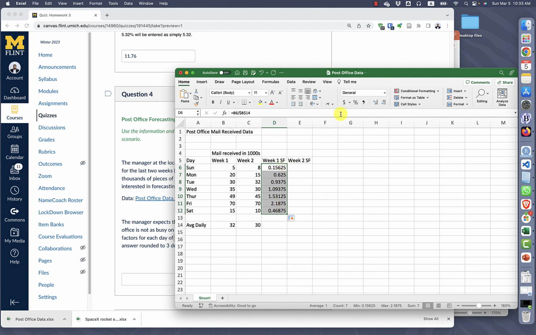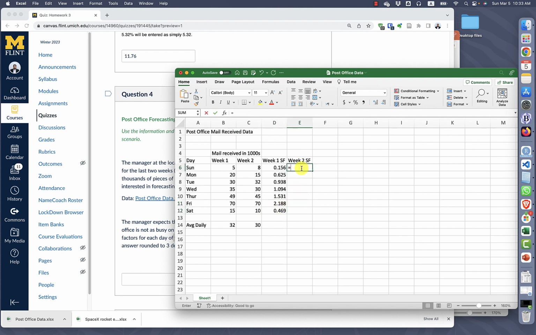If you drag it down, we get the different values. And we can see that Mondays are also slower than the average day. Tuesday is basically an average day. It's about 1, which is 100%. Tuesday and Wednesday are both approximately an average day, just around 1. And then Thursday is much higher, and Friday is very high, twice the amount of volume than an average day. And then Saturday is again much slower.